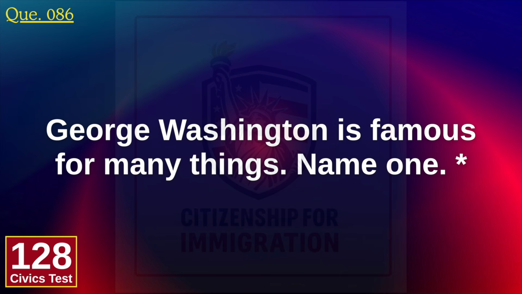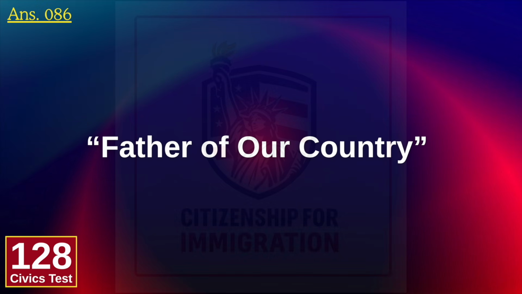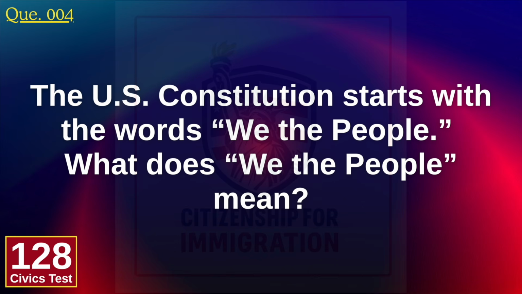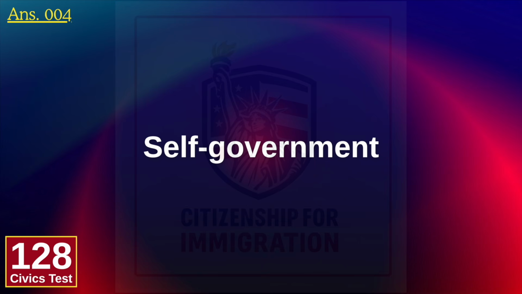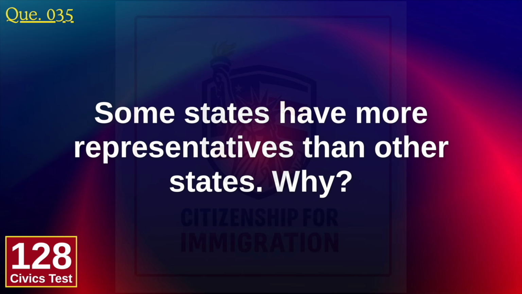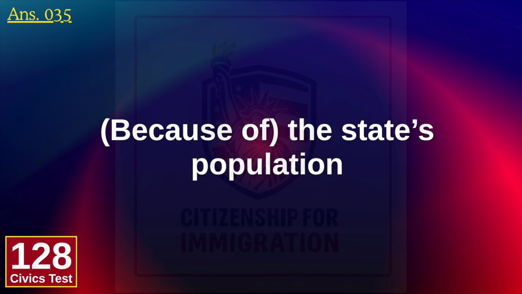George Washington is famous for many things. Name one. Father of our country. The U.S. Constitution starts with the words, "We the people." What does "we the people" mean? Self-government. Some states have more representatives than other states. Why? Because of the state's population.